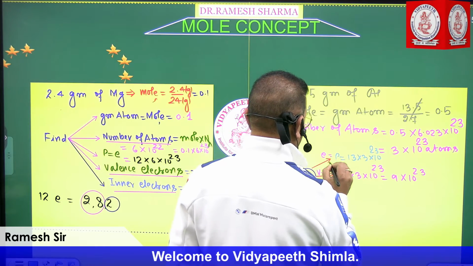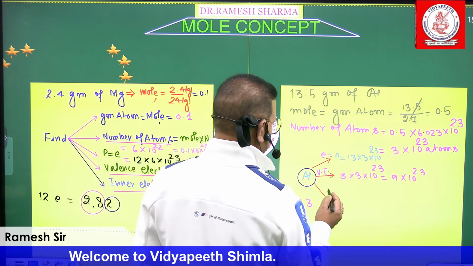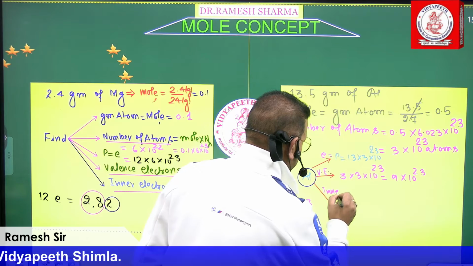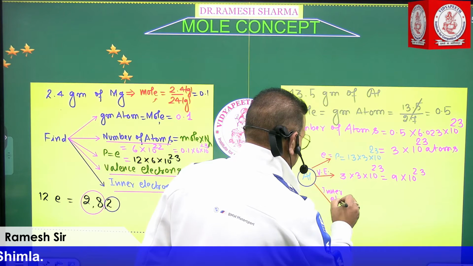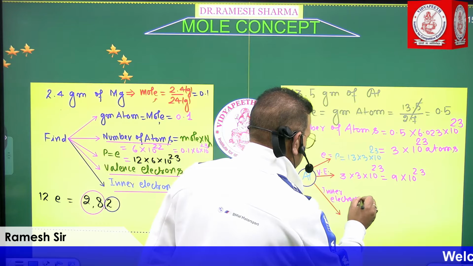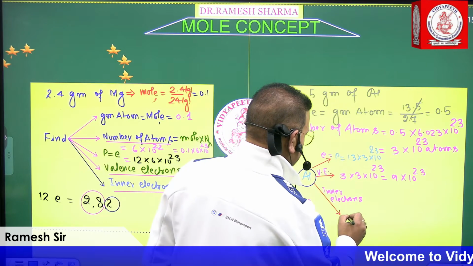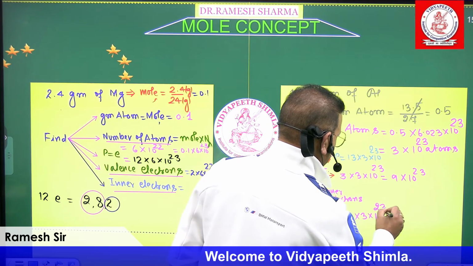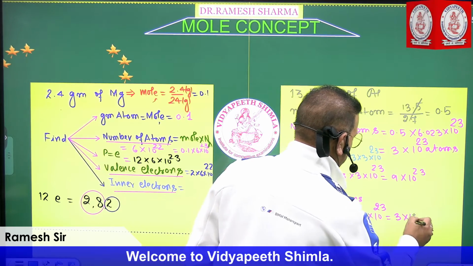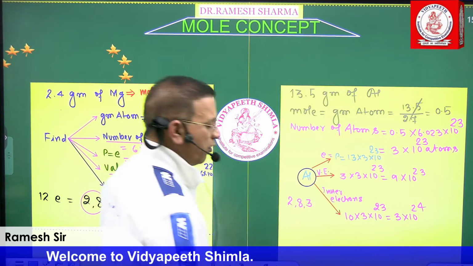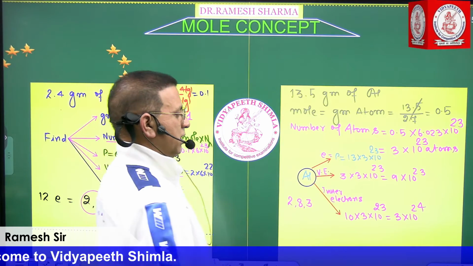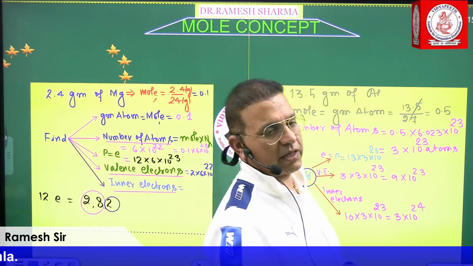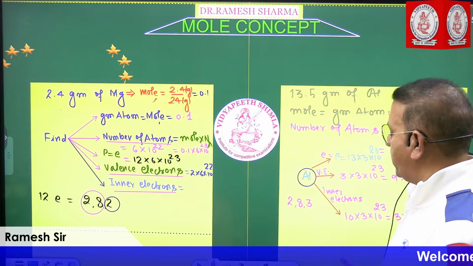Balance electrons. How many inner electrons? Inner electrons are 10 into 3 into 10 raised to the power 23, that is 3 into 10 raised to the power 24. Am I right? So this is how you will be calculating. जो आपने लिखा उसको कैसे अप्लाई करना है, इस तरह से आप अप्लाई करोगे.